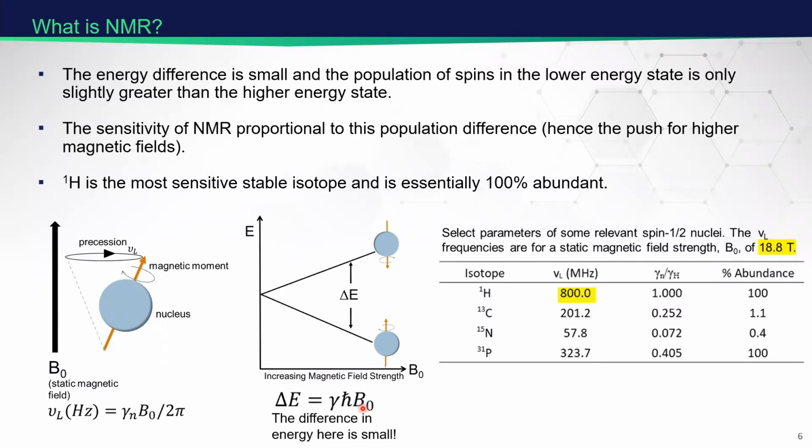Now, for our purpose, the proton is the most sensitive stable isotope. It's 100% abundant and it's everywhere. And I've listed some select parameters of spin 1/2 nuclei that are relevant to our research. I also wanted to highlight that when you hear people refer to their NMR spectrometers and call out 500, 600, 800, they're referring to the Larmor frequency of the proton at a particular field, as opposed to just calling it out in terms of Tesla or Gauss.